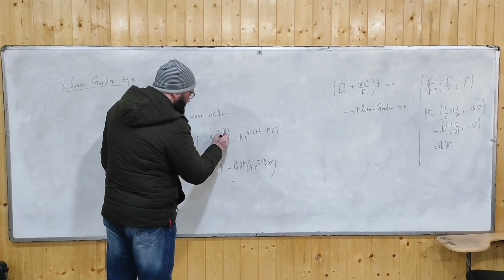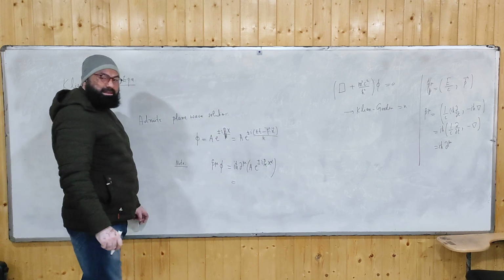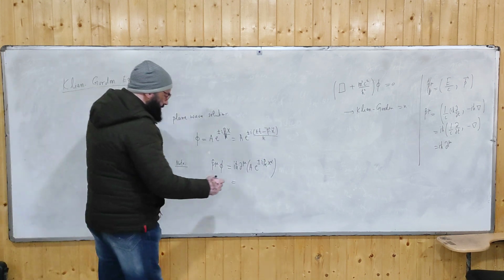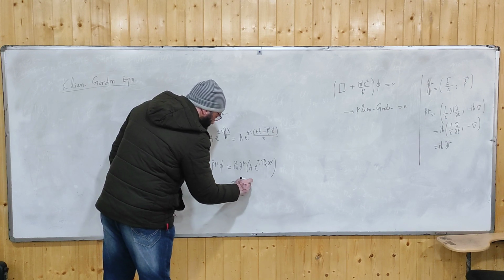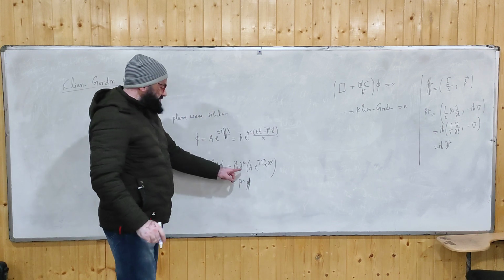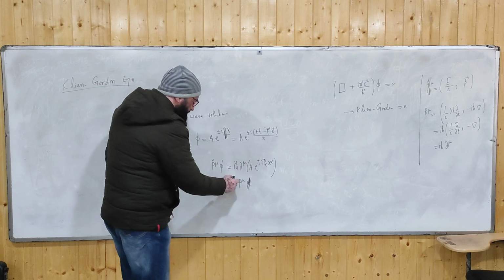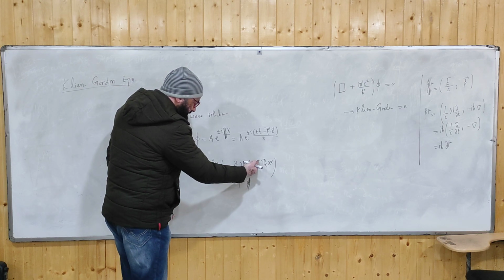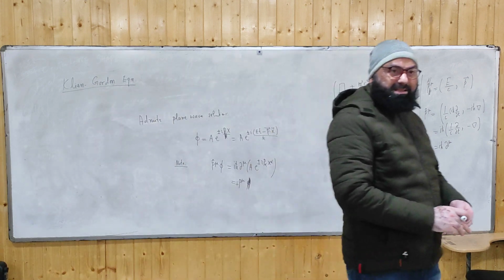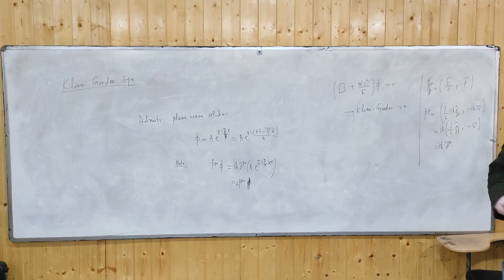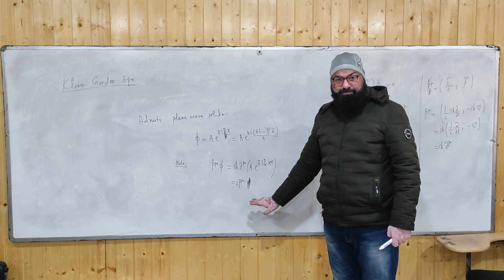So what will you get? You will get simply p mu times phi, because partial mu acts on x and the plus or minus i p mu comes down. The upper sign will be minus and the lower will be plus. That means these plane waves are the eigenstates of the momentum operator.